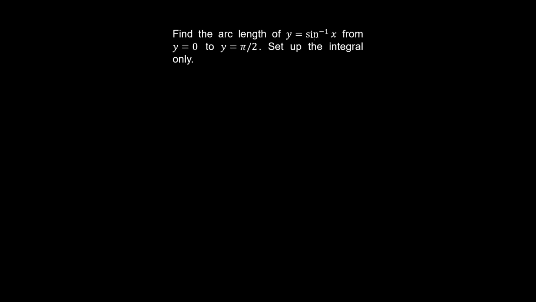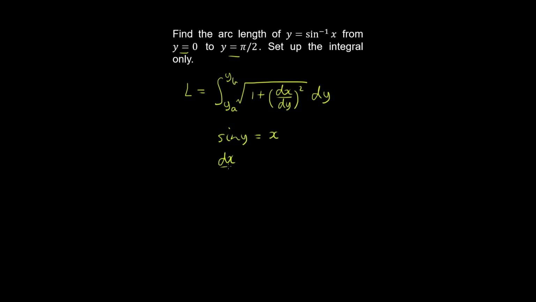Let's find the arc length of the arc sine of x from y equals 0 to y equals pi on 2. And we'll only set up the integral and not evaluate it. So because we're integrating over y, we use the following arc length integral. So to obtain dx/dy, we can take the sine of both sides, and therefore dx/dy is equal to the cosine of y.